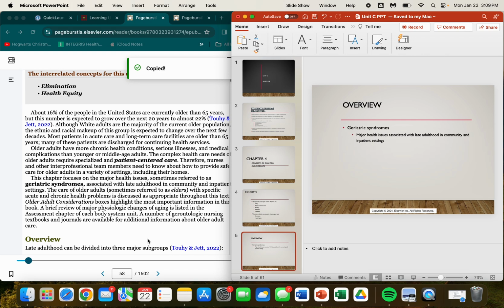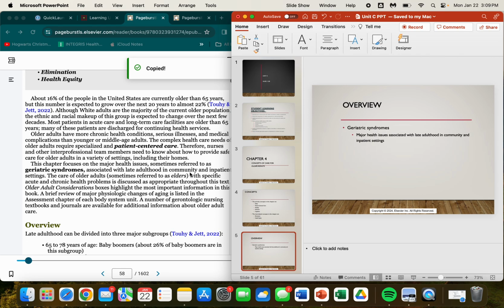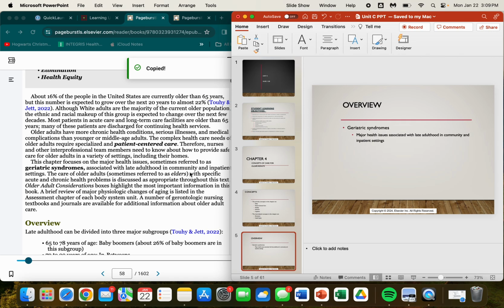So when we talk about adult care, about 16% of the people in the United States are currently older than 65. That number is expected to grow over the next 20 years to 22%. So we have an aging elderly population, and although white adults are the majority of this, the ethnic and racial makeup of this group is expected to change.